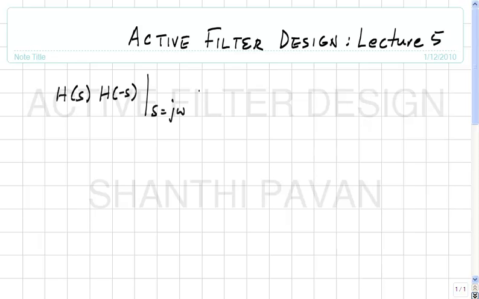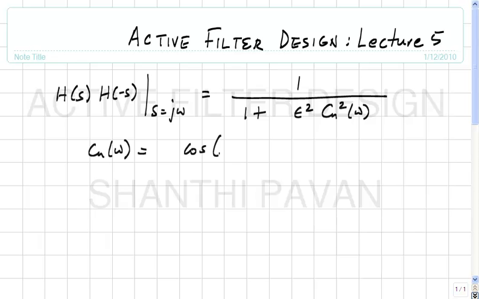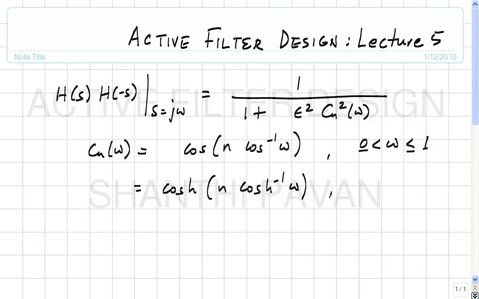is equal to j omega, which also happens to be the magnitude squared response of the approximation, turns out to be of the form 1 by 1 plus epsilon squared Cn squared of omega, where Cn of omega is given by cos of n cos inverse omega for 0 less than omega less than or equal to 1, and is cos hyperbolic of n cos hyperbolic inverse of omega for omega greater than 1. Correct?